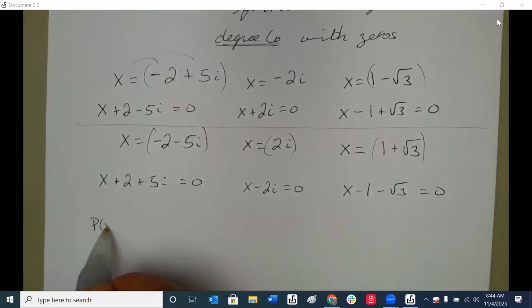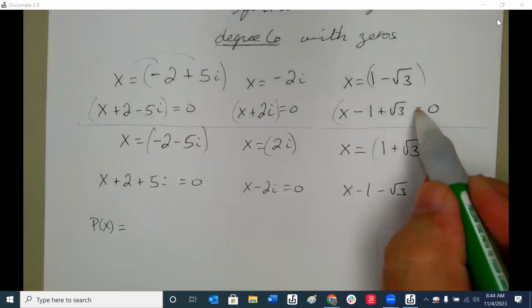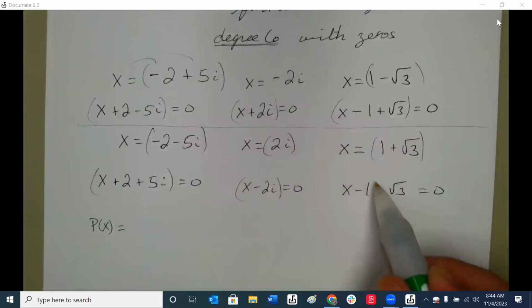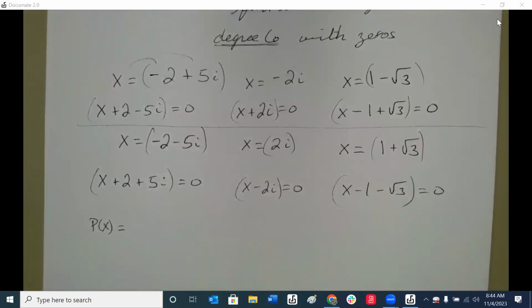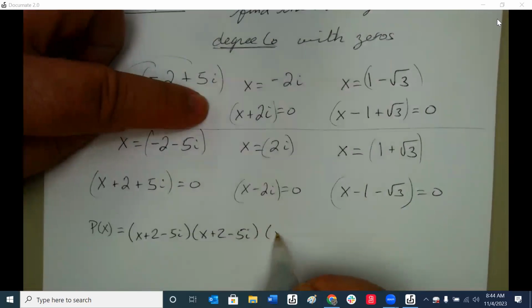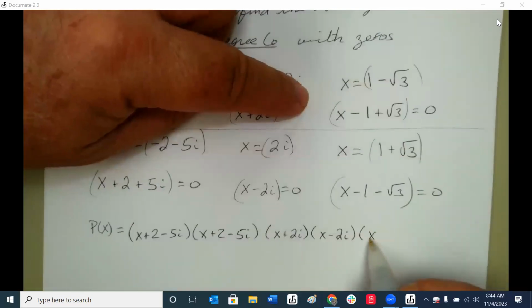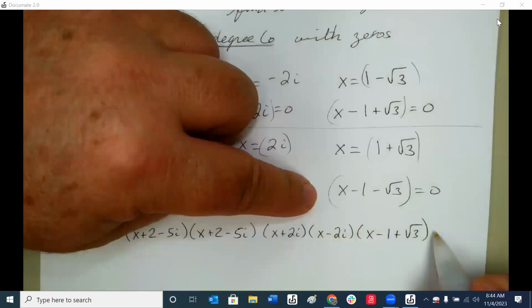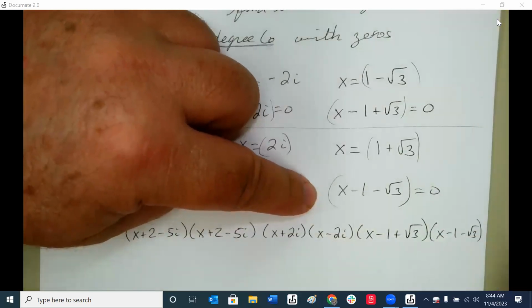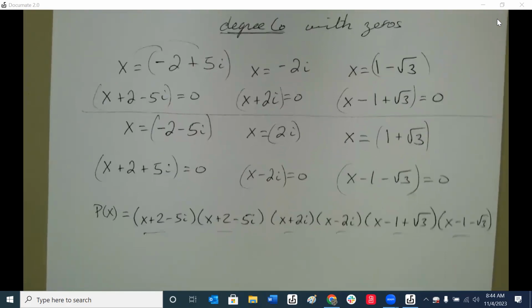So your polynomial would be all of these multiplied together, whatever equals 0. So x plus 2 minus 5i times its conjugate, x plus 2 minus 5i, x plus 2i, x minus 2i, x minus 1 plus radical 3, x minus 1 minus radical 3. 1, 2, 3, 4, 5, 6. We have 6 intercepts.